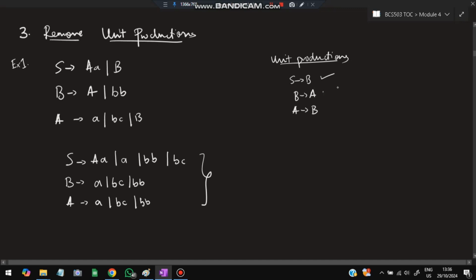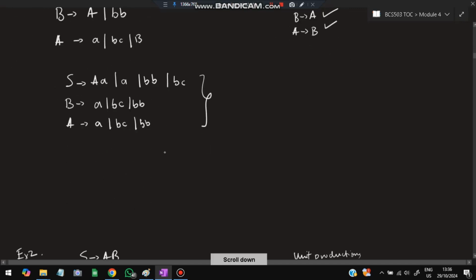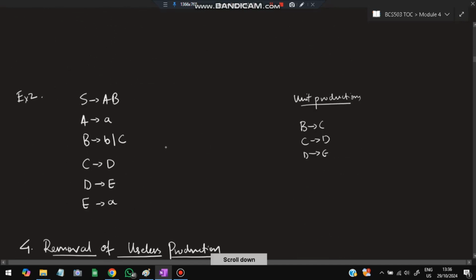So this is the sequence you'll follow. From the top you'll go and remove all the unit productions, and you'll come back again and check if any unit production is there. You'll keep on doing this until you remove all the unit productions. Now moving on to a similar type of example.